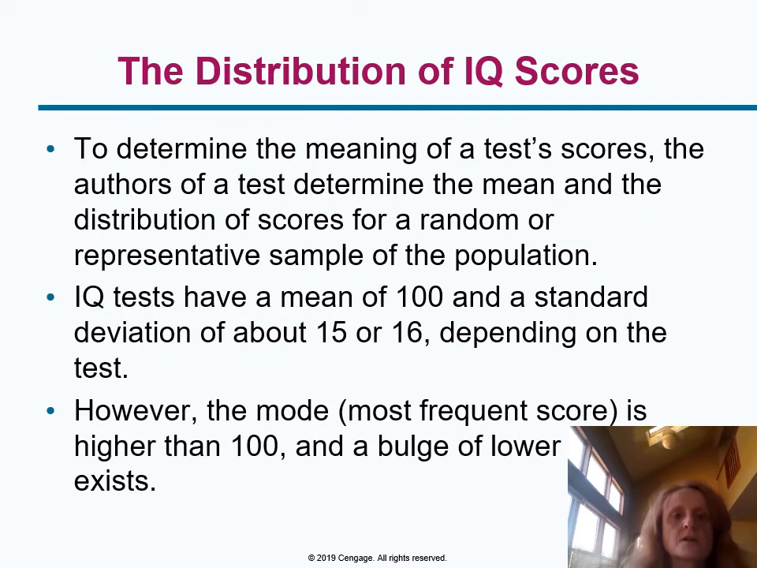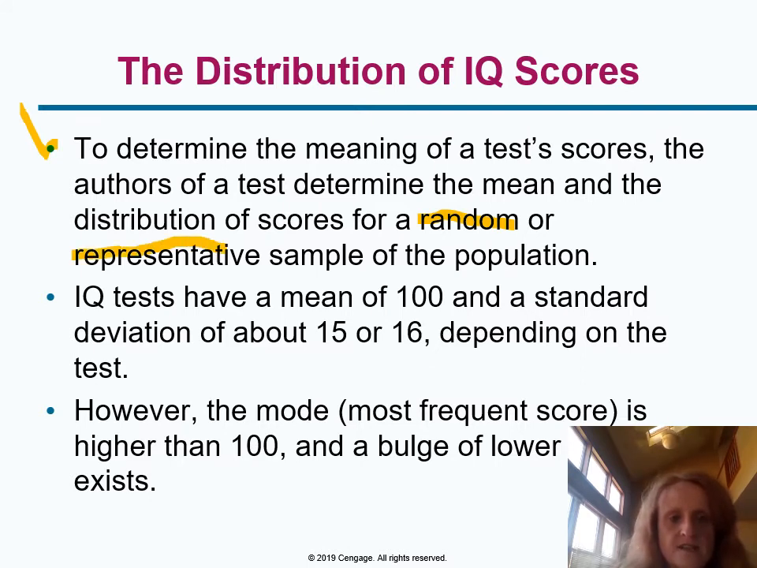And now we're going to talk about the distribution of IQ scores. So to determine the meaning of test scores, the authors of a test determine the mean and the distribution of scores for a random or representative sample of the population. And if you can recall, a random sample is a sample in which every individual in the population has an equal chance of being selected.